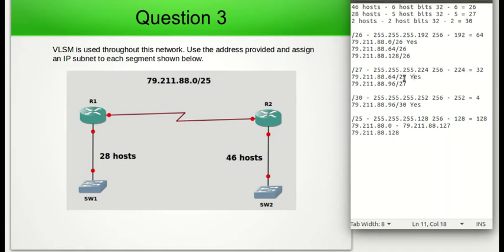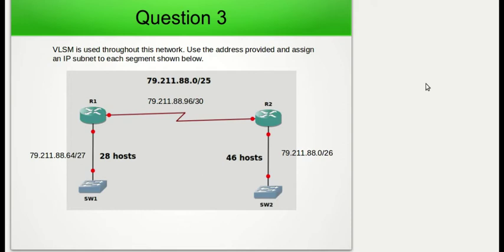Then we list the next /27 subnet that we can get, which in this case is this one over here, 79.211.88.96. Then we assign this subnet to this WAN link, but with a /30 mask. So I'm going to pause the video, label up the diagram, and I'll be back with you in a moment. Welcome back. So these are the subnets that you should have assigned to each segment. And let's move on to the fourth question.